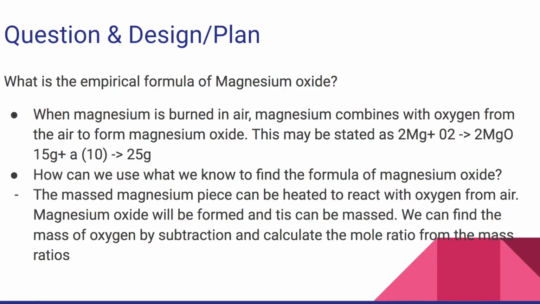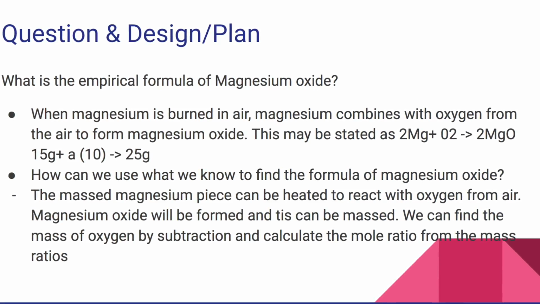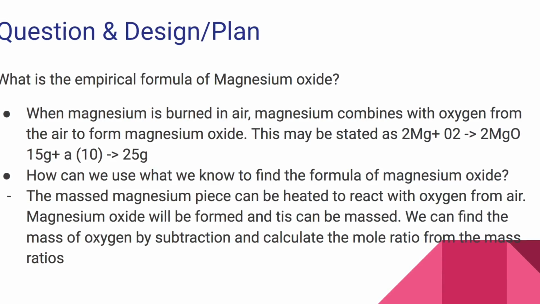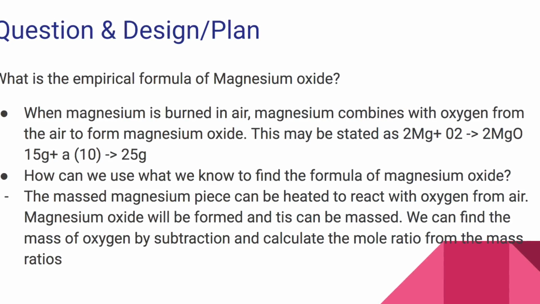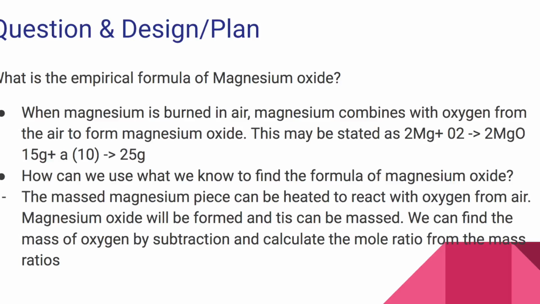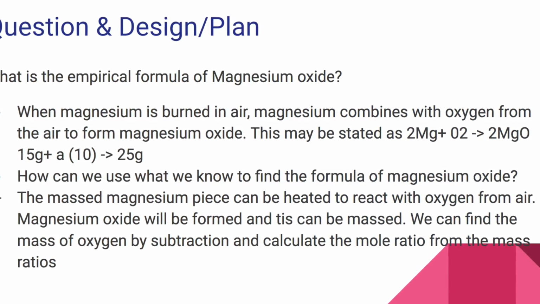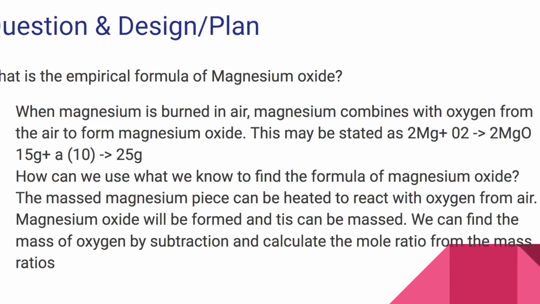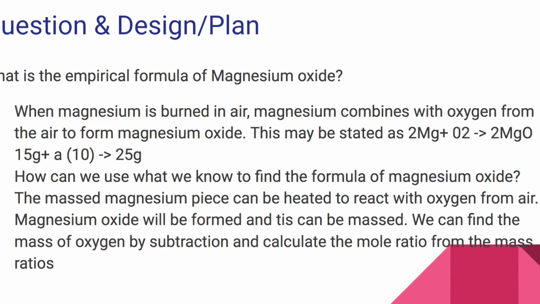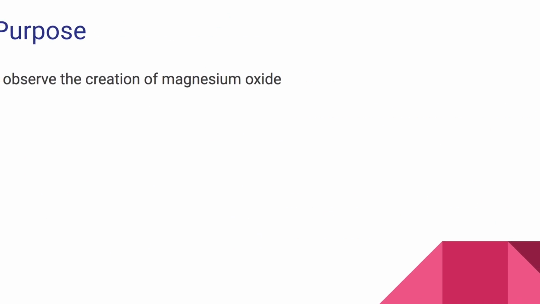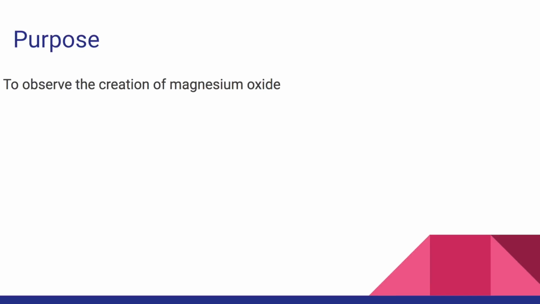Another driving question was, how can we use what we know to find the formula of magnesium oxide? We plan to answer this question with the plan of our experiment, which is that we can find the mass of oxygen by subtraction and calculate the mole ratio from the mass ratio from a mass of magnesium piece that will be heated in order to form magnesium oxide. The purpose of this experiment was to observe the creation of magnesium oxide.